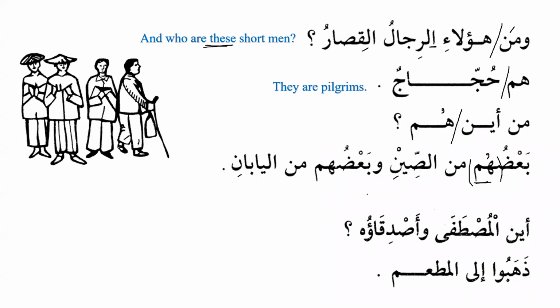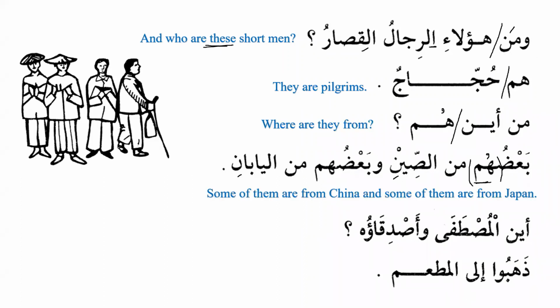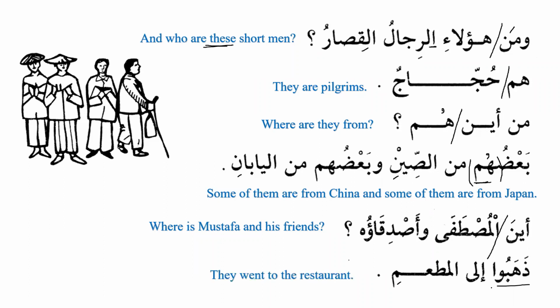The next one, Ain al Mustafa, where is Mustafa? Wa asdiqa'uhu, and his friends. Sadiqun, and the plural of Sadiqun is Asdiqa'u. Sadiqun wa Asdiqa'u. So we have Ain al Mustafa wa Asdiqa'uhu. Where is Mustafa and his friends? And the answer is Dhahabu. They went ilal mat'ami, to the restaurant. So now we have here Dhahabu. They went ilal mat'ami, to the restaurant.